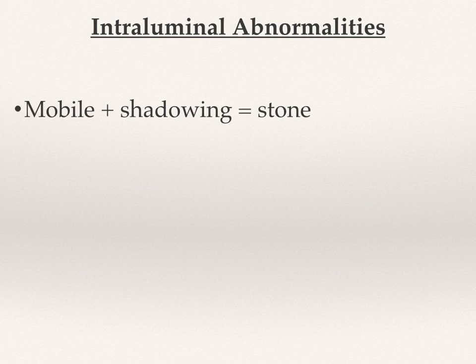Now, if we look at those gallstones, as well as a couple other findings that we can find, we're going to look at their shadowing and their mobility to determine what it is. Again, good things to write down. Number one, if it's mobile and there's shadowing, this is going to be a stone. The only time that it might be shadowing and non-mobile is if it's actually impacted in the gallbladder neck.